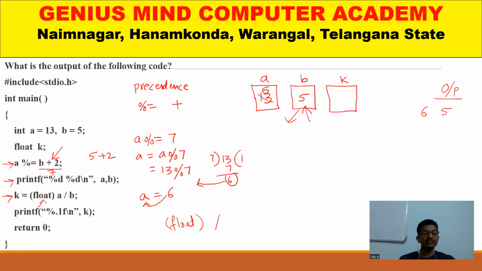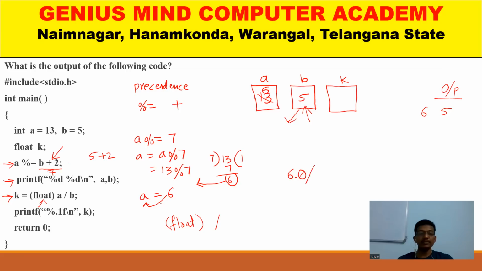A is of which type? A is declared as an integer type here. So the integer value of A is first converted into float. What is the value present in A? It is 6. So that 6 will be converted into float as 6.0.